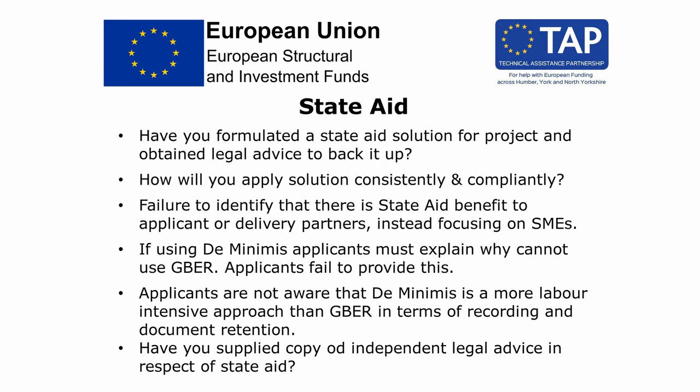State aid. Have you formulated a state aid solution for your project and obtained legal advice to back it up? How will you apply this solution consistently and compliantly? Often, applicants fail to identify that there is a state aid benefit to themselves and their delivery partners rather than focusing on SMEs. If you're using the de minimis regulations, you must explain why you cannot use GBER, the General Block Exemption Regulations. Often applicants fail to provide this.